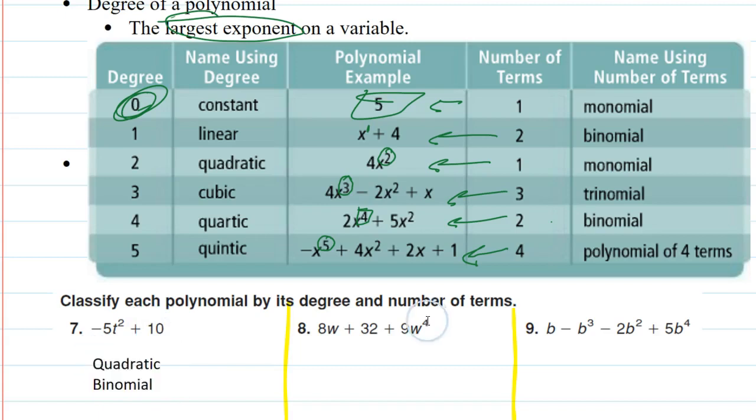The next one has an exponent of 4, thus it's going to be quartic. And I see 1, 2, 3 terms, which means it's going to be a trinomial. And the last one here, the largest exponent is a 4, so I'm going to have another quartic, and this time I have 1, 2, 3, 4 terms, so 4 or more will be a polynomial.